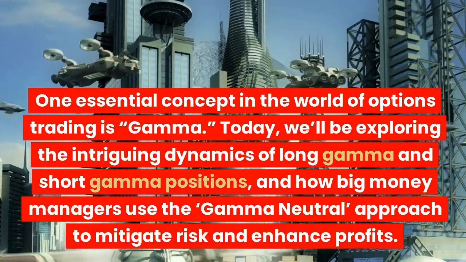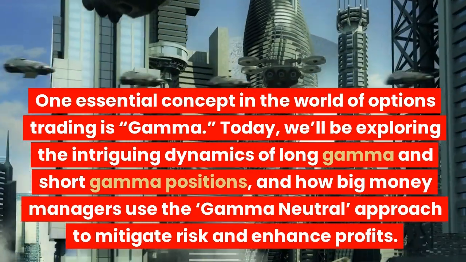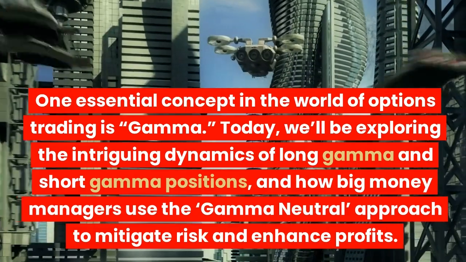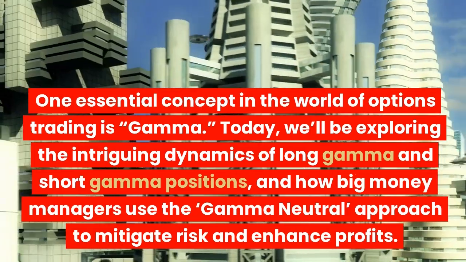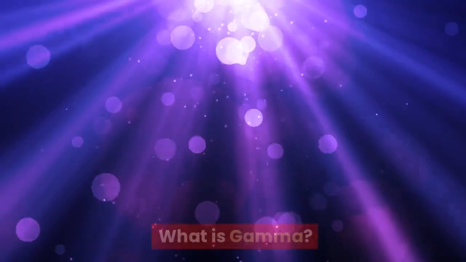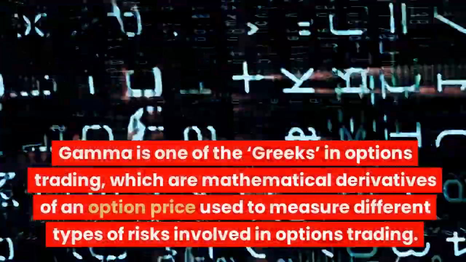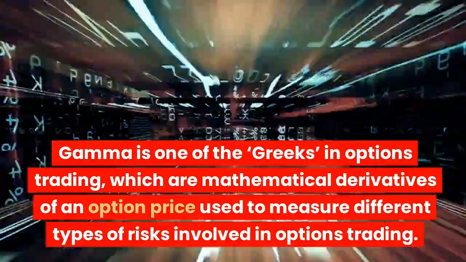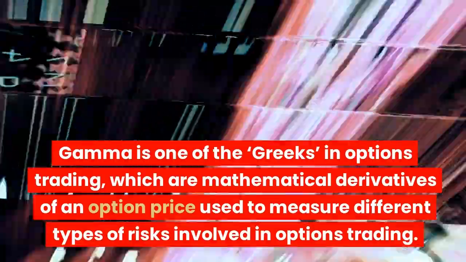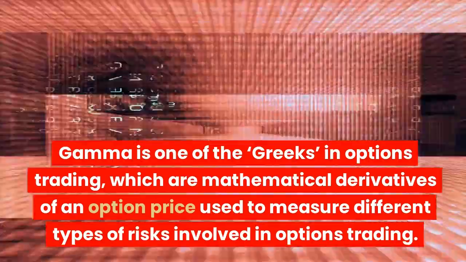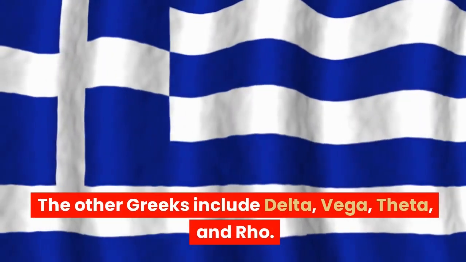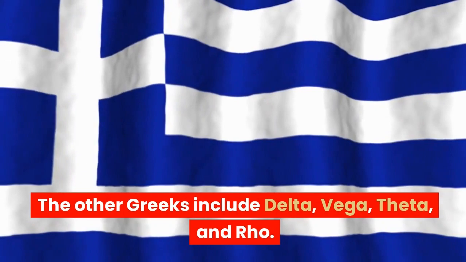Today, we'll be exploring the intriguing dynamics of long gamma and short gamma positions, and how big money managers use the gamma neutral approach to mitigate risk and enhance profits. What is gamma? Gamma is one of the Greeks in options trading, which are mathematical derivatives of an option price used to measure different types of risks involved in options trading.